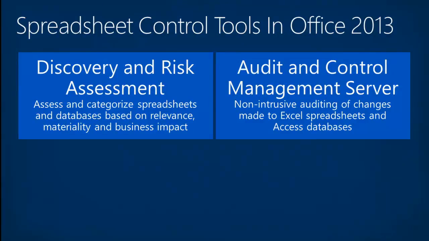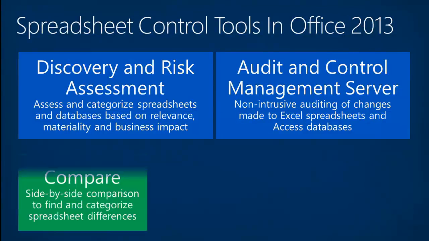The other server tool that we have is called Audit and Control Management Server. Nice catchy name. Basically, this is a server tool that will track changes in spreadsheets and Access databases. It's non-intrusive. The end user truly doesn't even need to know that it's there and running. But it's kind of like Big Brother, just keeping track of what's happening in the spreadsheets.